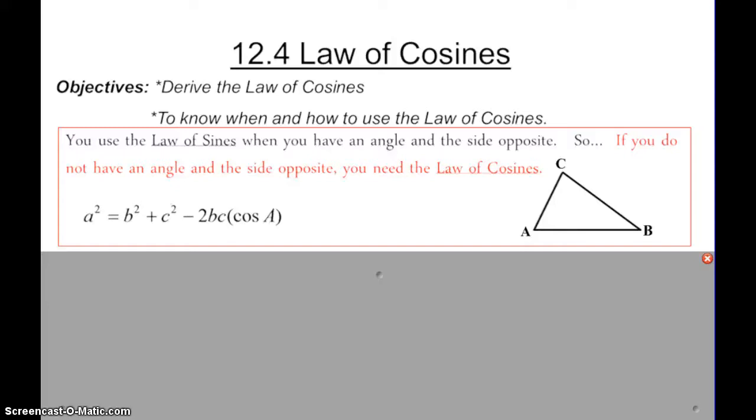Today we're going to look at 12.4, the law of cosines. So we've already talked about law of sines. You know your basic trig functions. We're going to look at law of cosines.